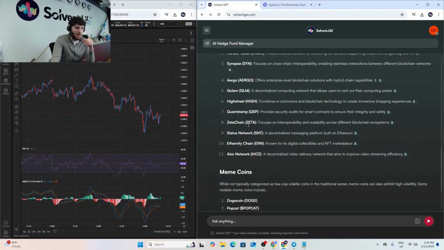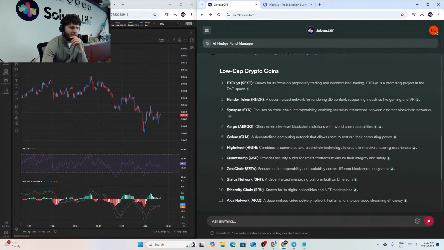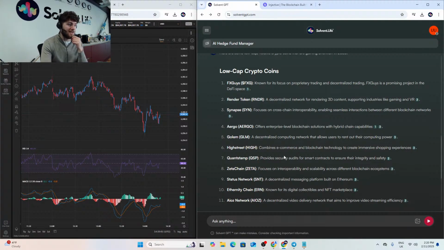Now we've been given 11 other quite low cap crypto coins, one of which is Status Network, a decentralized messaging platform built on Ethereum. Now that sounds very similar to Telegram. Maybe they're a crypto competitor to Telegram. Sounds very interesting, a decentralized messaging platform.